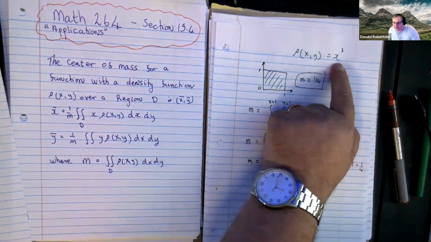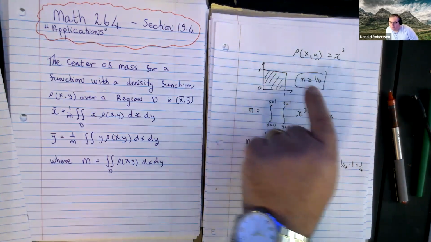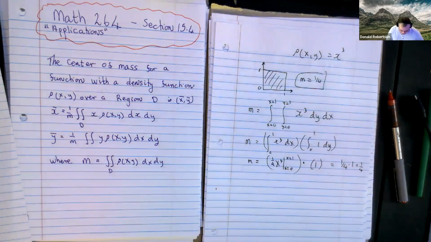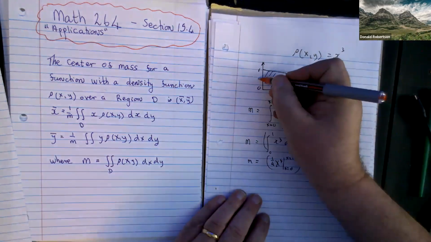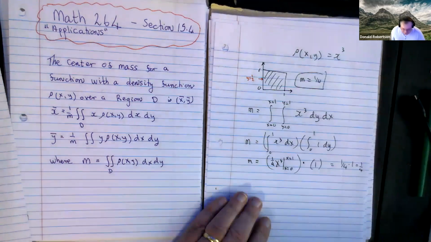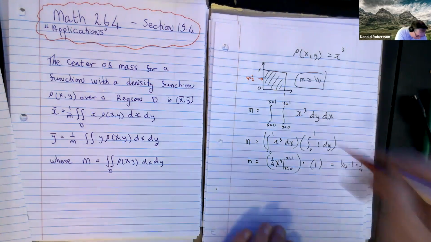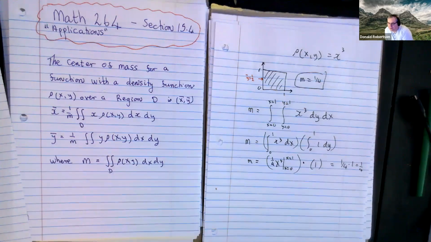Do you notice that the density function only has x's in it? So that means that the y value has no effect on the answer. And since the y value has no effect on the answer, my prediction is y is going to be a half. Does that seem reasonable? Or y bar, I should say. It's going to be a half.